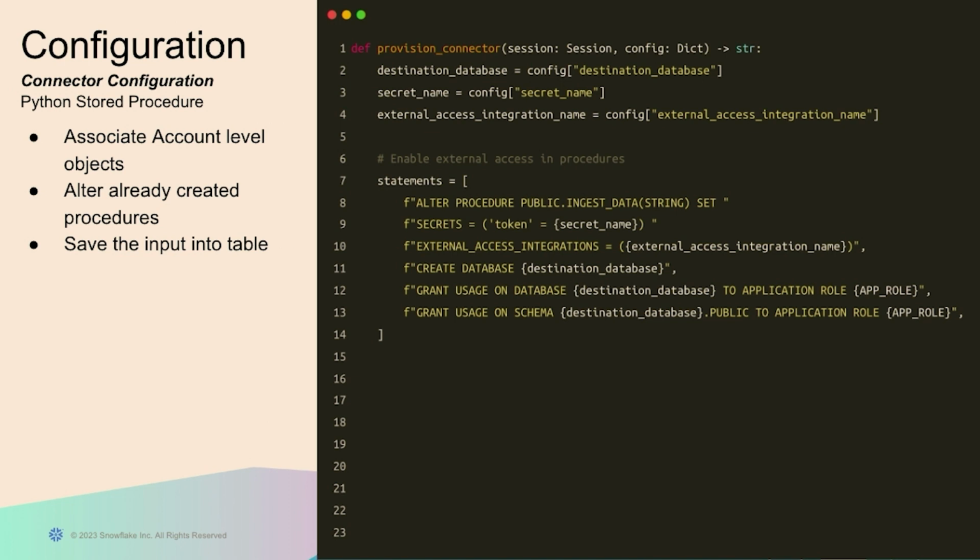Also, we are granting some privileges, and we are altering a procedure to associate it with a secret. As you saw in the demo, I was placing the secret name into the input. I need to associate the procedure to be able to later call the remote endpoint. So basically, as a result of this configuration, once we hit the config button, we're going to have on the Snowflake side the necessary definition of all the objects needed to start the ingestion.